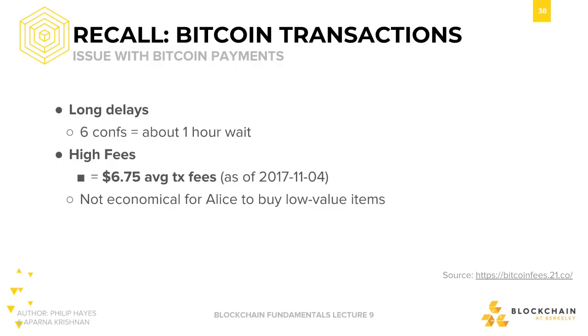So if we recall back to what a Bitcoin transaction looks like, there are certain issues around Bitcoin payments currently, right? So we have this idea of long delays. When I send a Bitcoin transaction, in order to be sure that my transaction is going to be finalized or is going to stay on the blockchain, I have to wait 6 confirmations or 6 more blocks before I get that finality guarantee, right? And that 6 confirmations is 6 blocks, which on average takes around 10 minutes each. So I would have to wait around an hour for my transaction to be finalized.